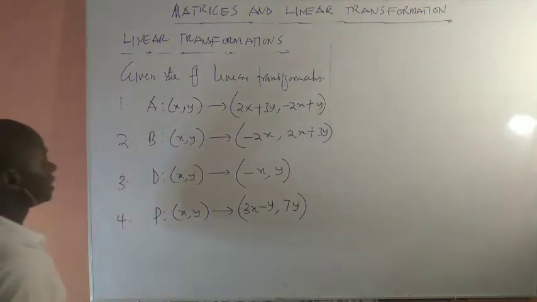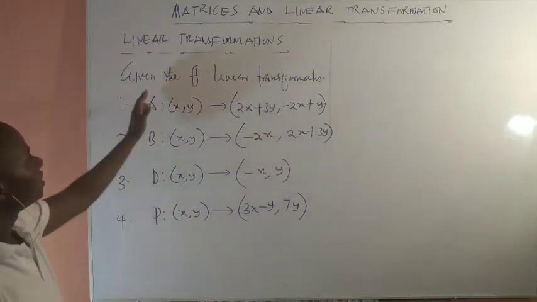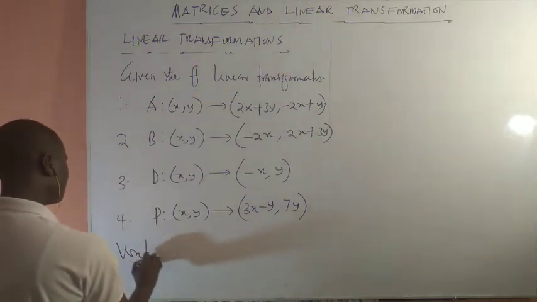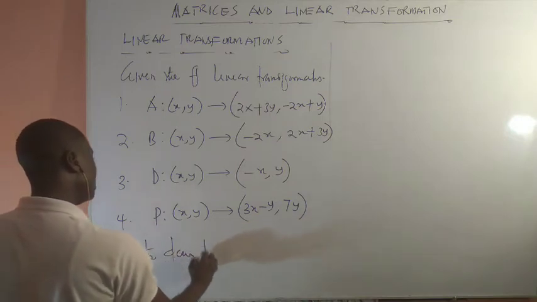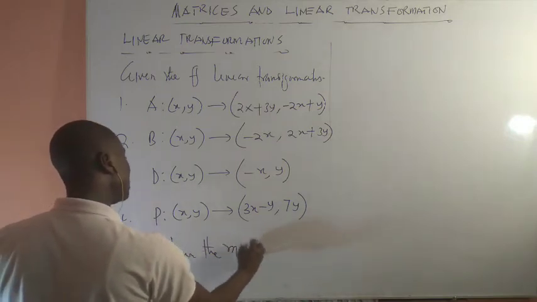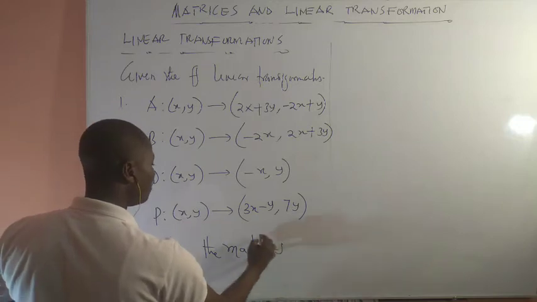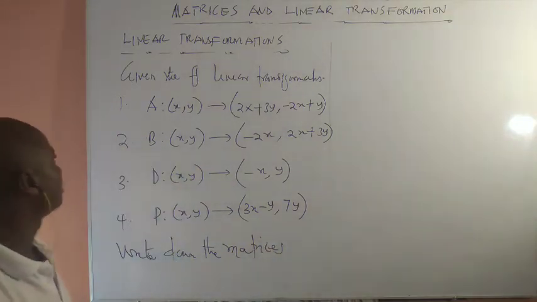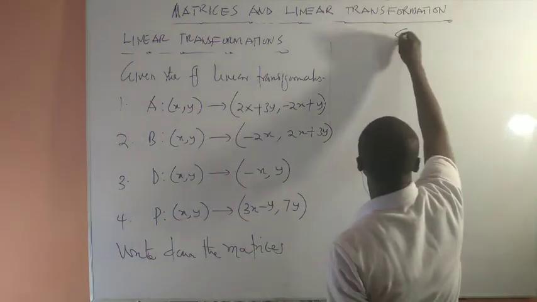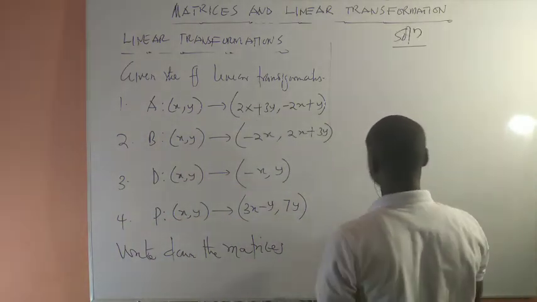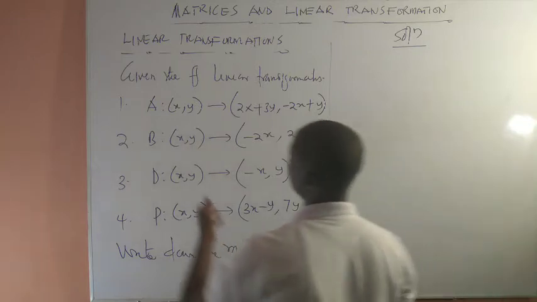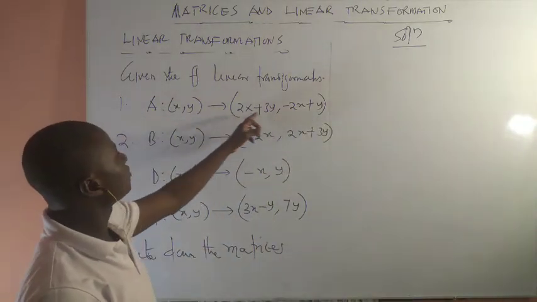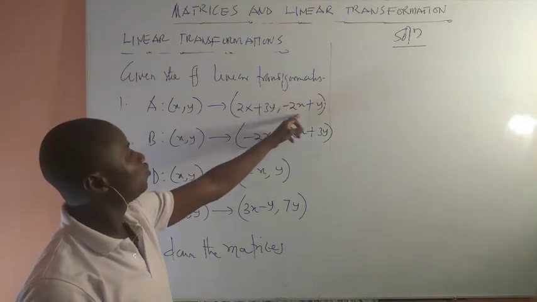Okay, so assuming that we are given these linear transformations and we are asked to write down the matrices of the given linear transformations. So now let's take a look at how best we can solve the problem. So we have the first one, A of x, y maps to 2x plus 3y, comma, minus 2x plus y.